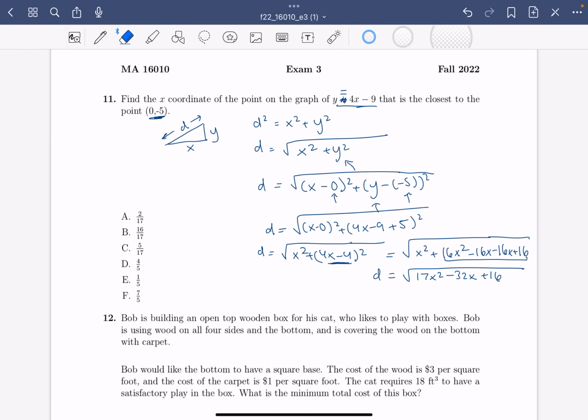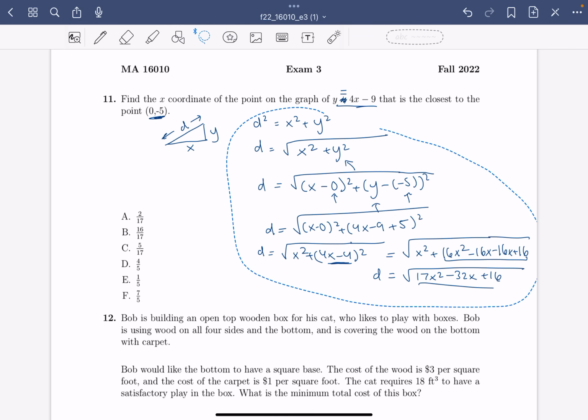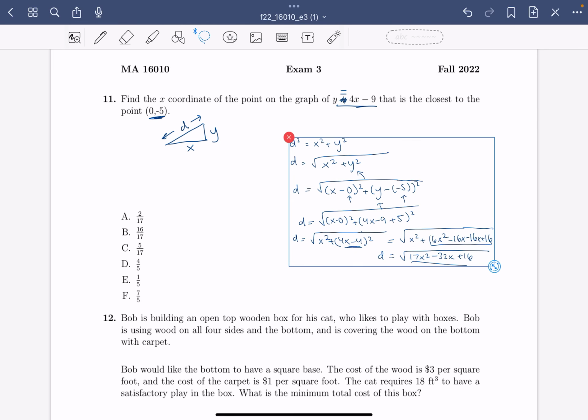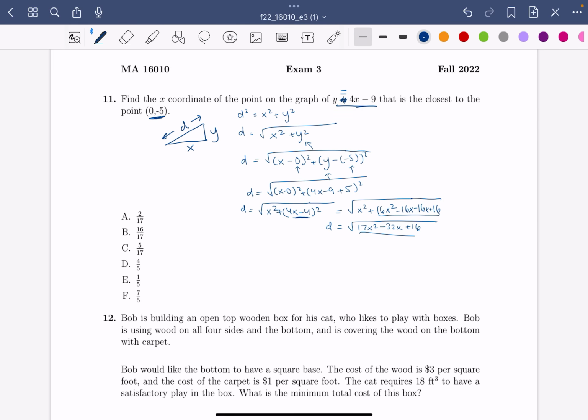But because this function is always increasing regardless of the root, we can just pretend this root doesn't exist. And that will make our derivative much, much easier. So I'm going to make this smaller and get it a little bit out of the way so I have a little bit more space. We now say that d equals 17x squared minus 32x plus 16. Again, we're trying to find what the closest distance is, so we're trying to minimize, which means that we need to find the derivative of this distance equation and set it equal to 0. So let's go ahead and do that.